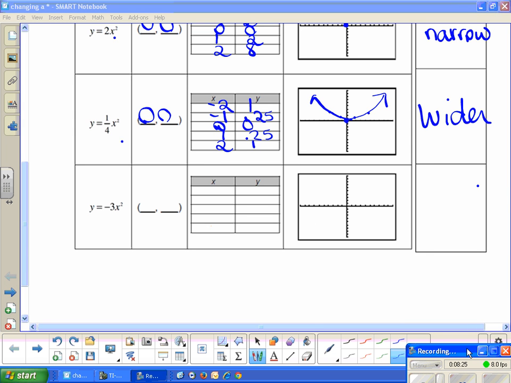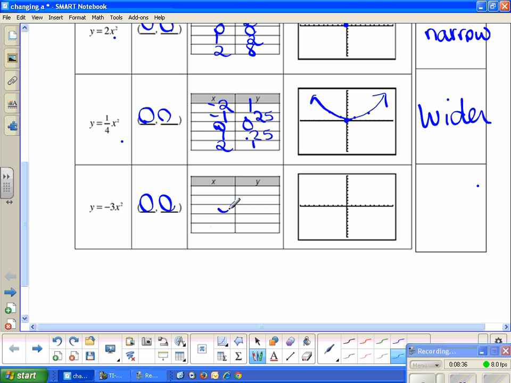What do you think is going to happen with y equals negative 3x squared? Okay, it's going to be going the other way. It's still going to be crossing at 0, 0. We didn't add or subtract anything. But this time, if I have 1 squared is 1, times negative 3 is negative 3. And so this one is going to be down here. Same thing for negative 1. It's going to be negative 1 squared is 1, times negative 3 is negative 3. And so this one's going to be going down this way.